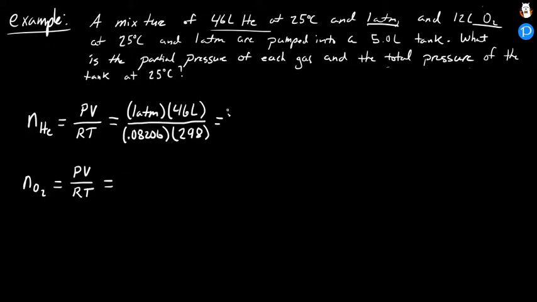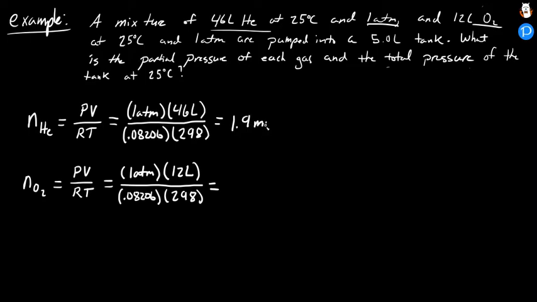We'll just hurry up before we even crunch any numbers here. We'll do the same thing for O2. So this was also at 1 atmosphere of pressure before it goes into the tank. It was 12 liters, 0.08206, and the temperature is the same as the one above. Crunch the numbers, what do we get? 1.9 moles for helium, and for oxygen 0.49 moles.